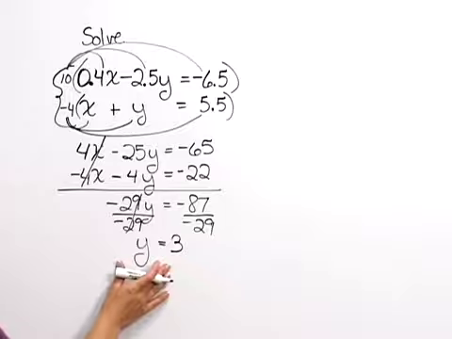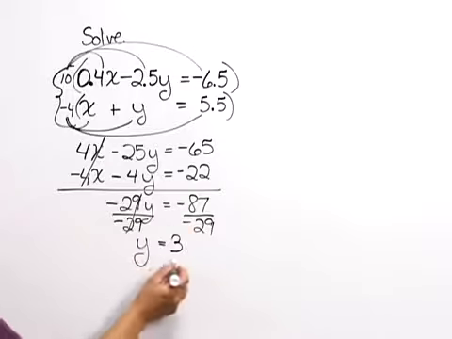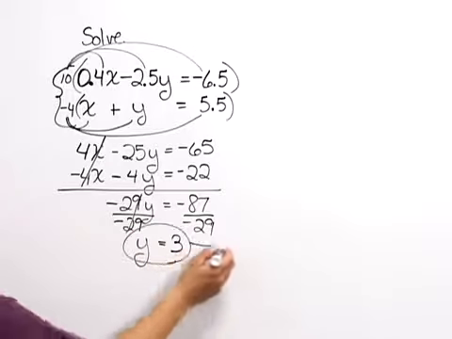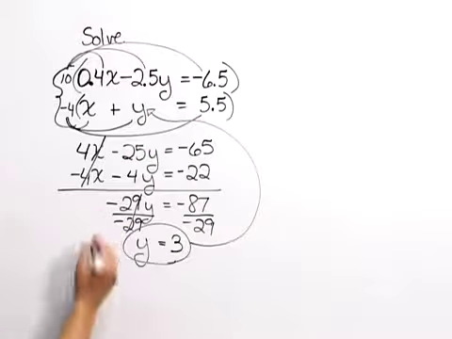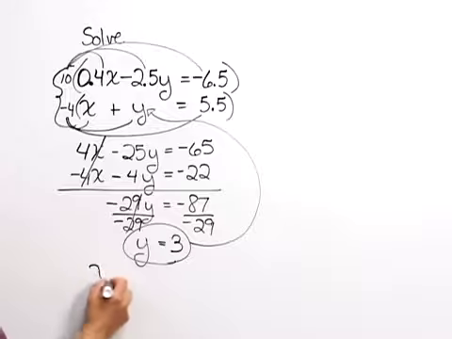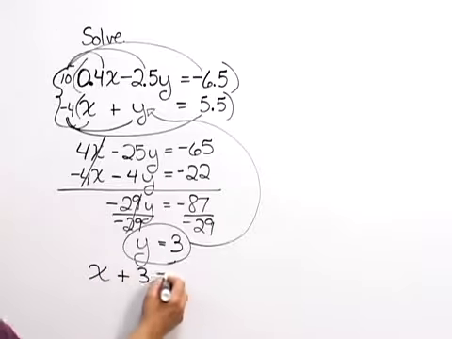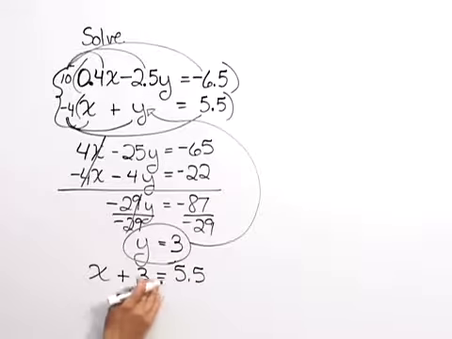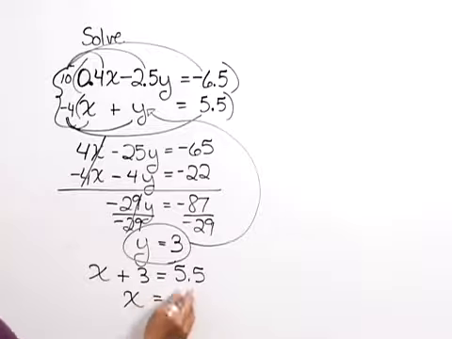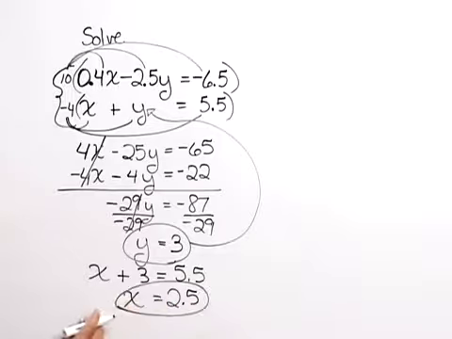Now we need to find our x value. So if we take this y value and we replace it in for y here in our bottom equation, we can easily find x. So we have x plus 3 equals 5.5. If we subtract 3 from both sides, subtracting 3 over here would cancel that out and leave us with an x. And subtracting 3 here, we get 2.5. So our x term is 2.5 and our y is 3.